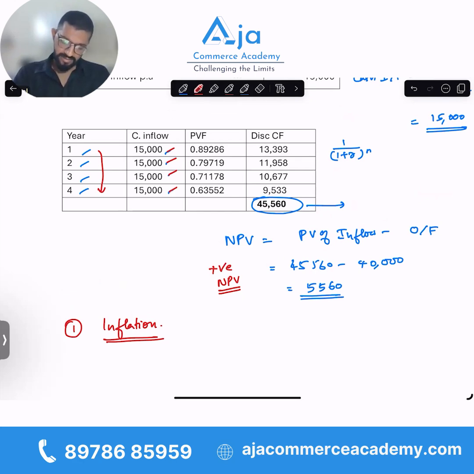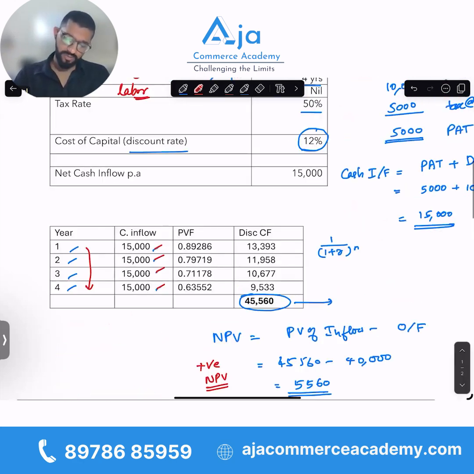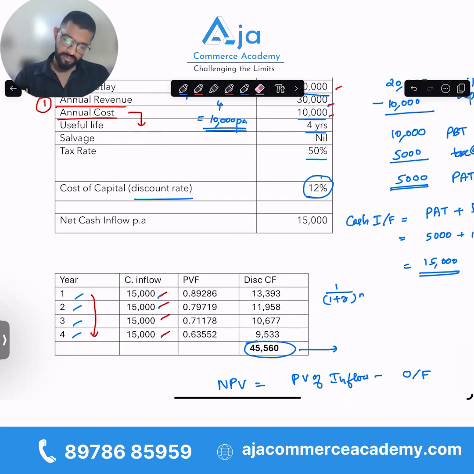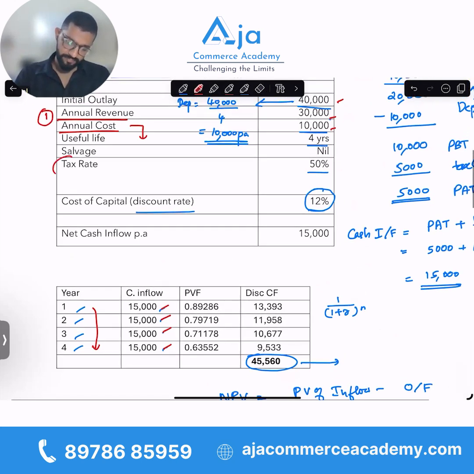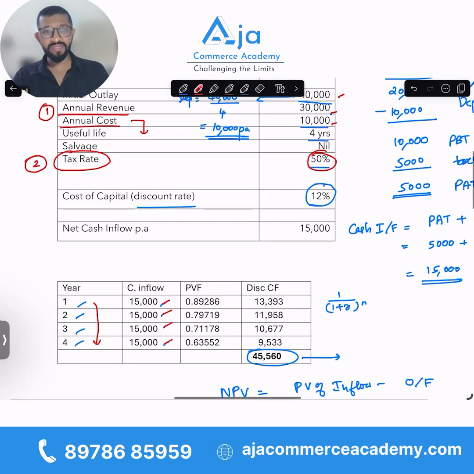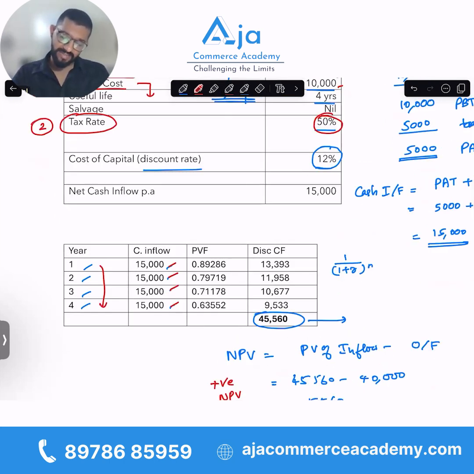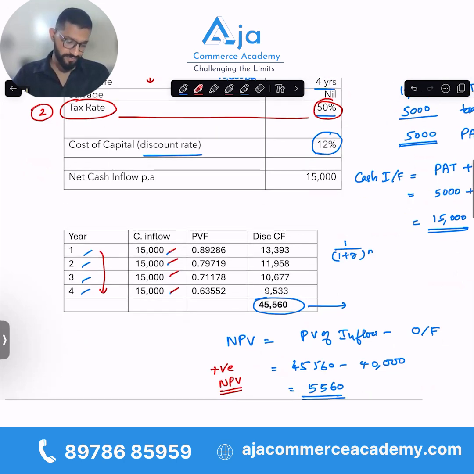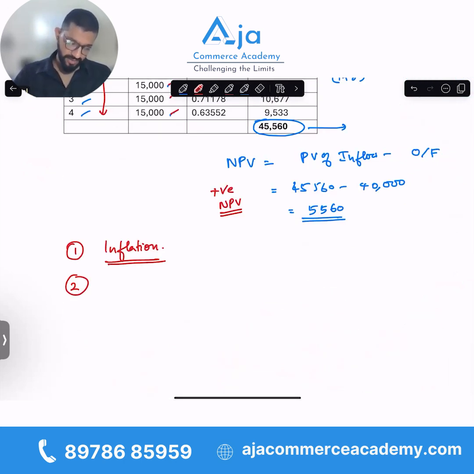Second thing, we have assumed that the tax rate will be 50% across all the years. But we all know every year our finance ministry will come up with a budget, and definitely there will be some change in the tax rate. As we took an assumption for simplicity that the tax rate will be the same for the rest of the years, the second point is that we have ignored government policies or tax rates.